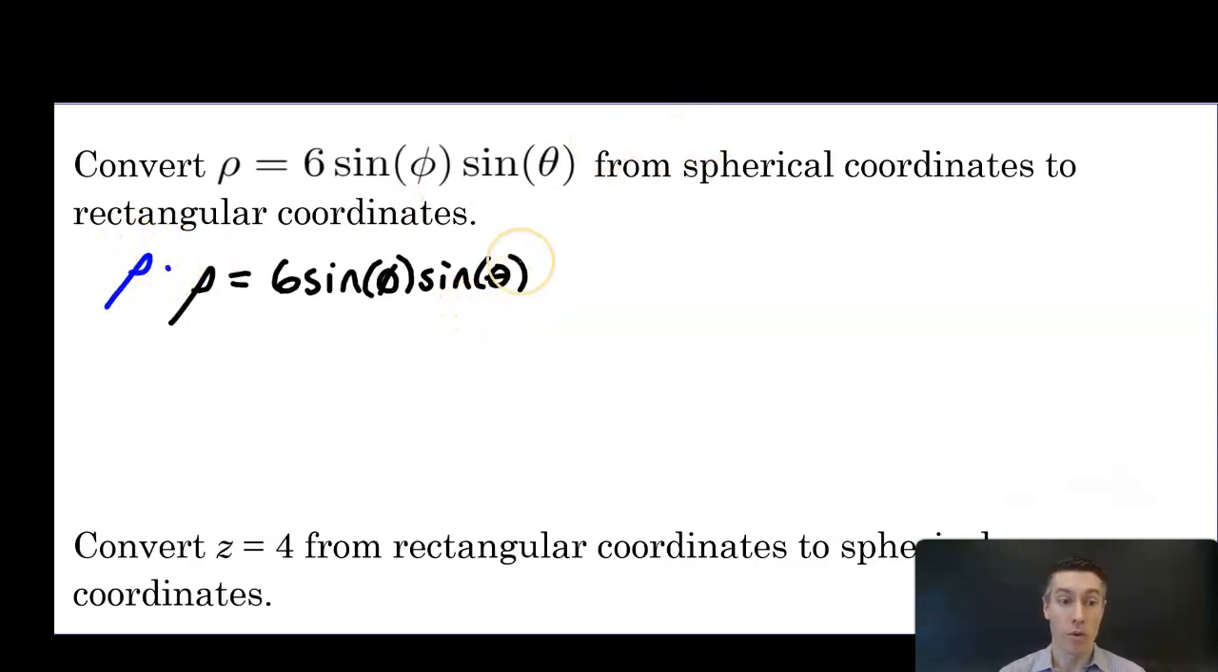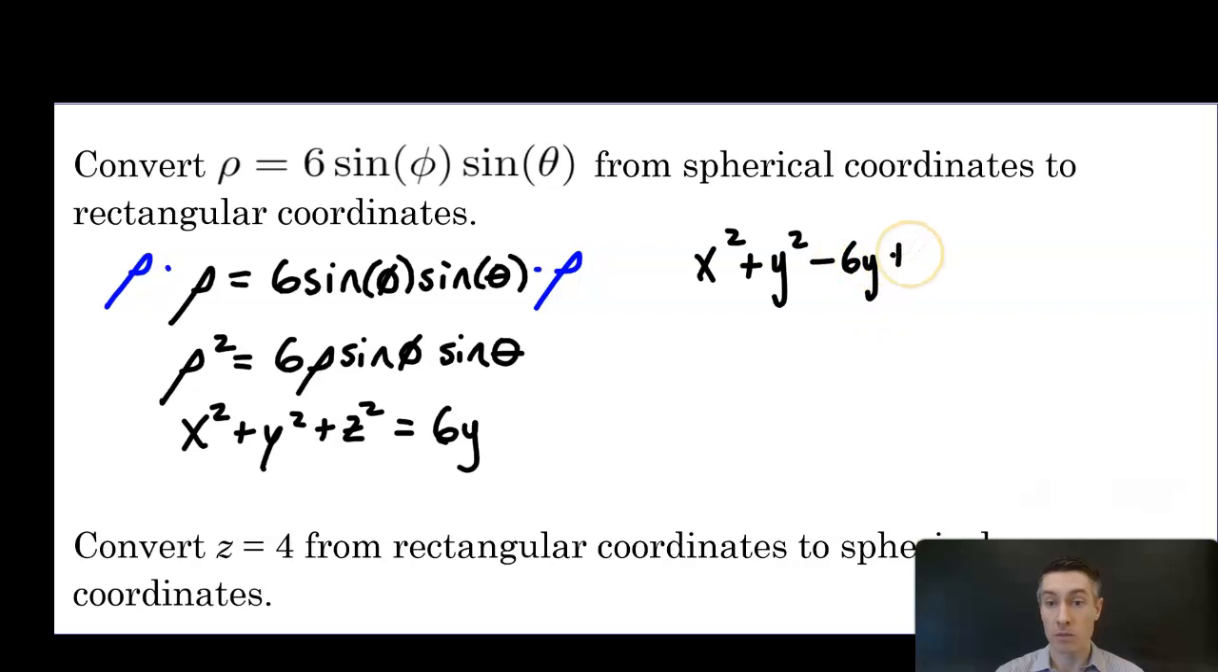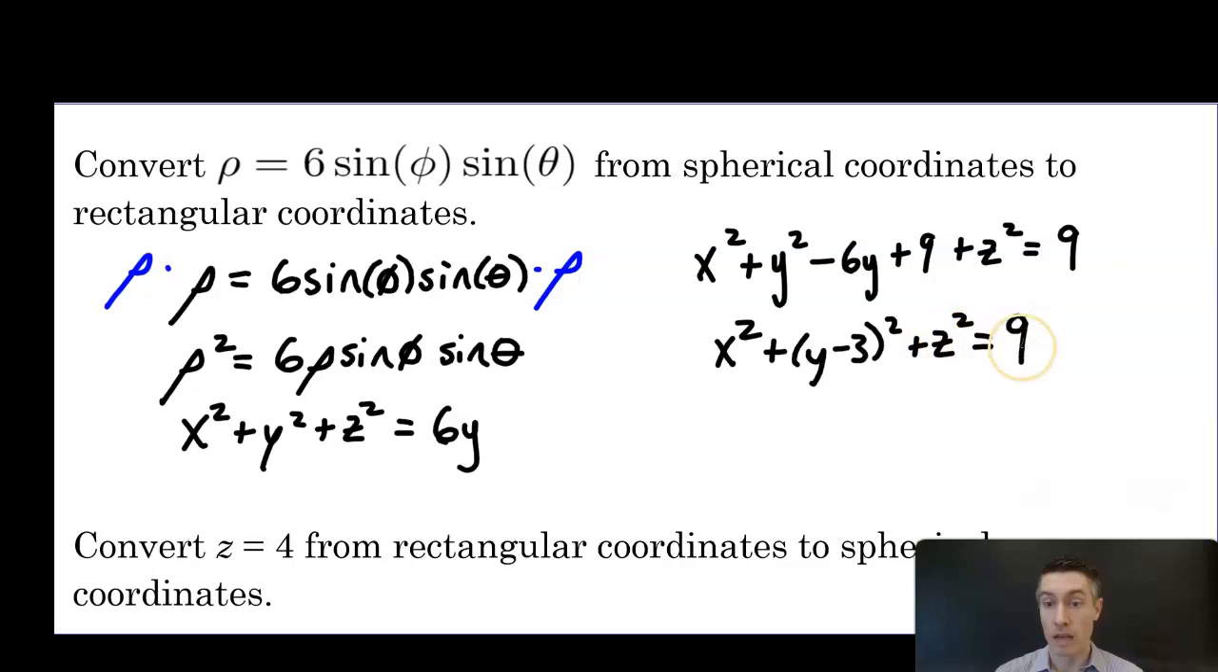So very similar to before, except now we're using a different variable. We're going to multiply both sides by rho. Rho squared equals 6 rho sine phi sine theta. Rho squared is x squared plus y squared plus z squared equals 6y. And if we wanted to manipulate, we can do a little completing the square here. So x squared plus y squared minus 6y plus 9 plus z squared equals 9. So x squared plus (y minus 3) squared plus z squared equals 9.